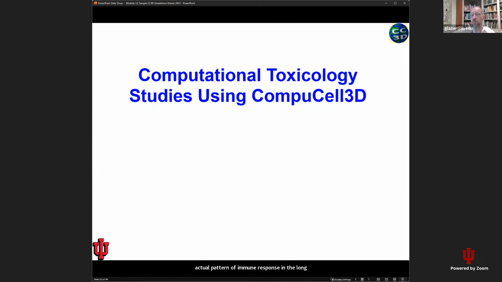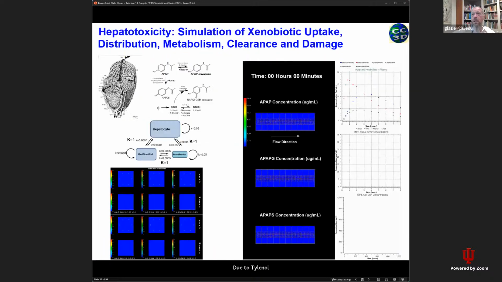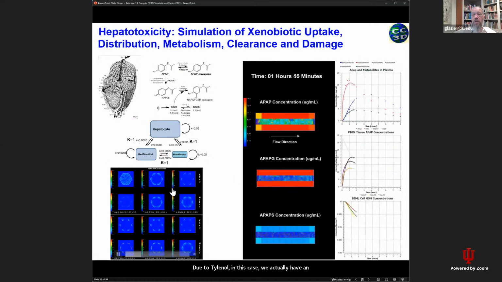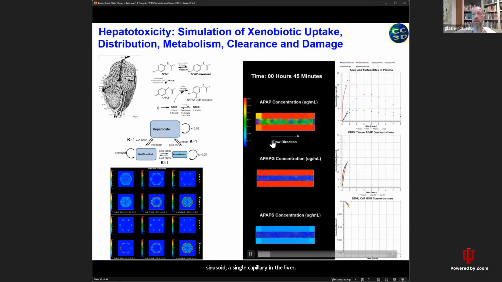Another area that I mentioned that we've worked with is computational toxicology. We were interested particularly in hepatotoxicity, liver toxicity, due to Tylenol, acetaminophen. In this case, we actually have an explicit model of flow in the liver. We're looking at how the pattern of flow in the liver delivers the drug to different liver cells. Here, we're modeling a single sinusoid, a single capillary in the liver, and looking at the damage pattern caused by the chemical that's carried in the flowing blood to the various cells in the liver.